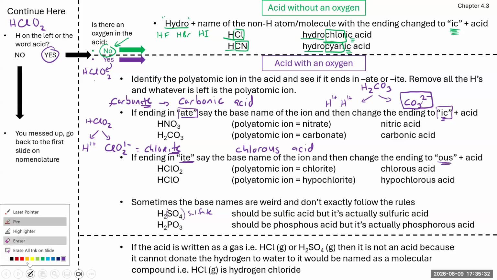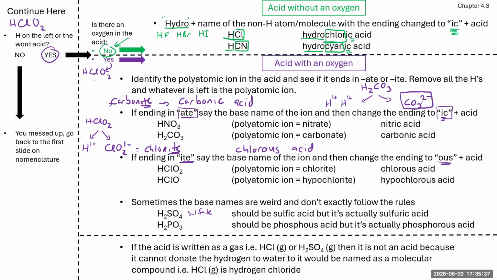So I'm not going to put the parentheses around it. That's sometimes confusing. So let me just box it so you can see what I'm talking about. Sulfate should be sulfic acid, but it's actually sulfuric acid. PO3 should be phosphite, so it should be phosphitic acid, but it's actually phosphorous acid. There's a few that the names are slightly different than the rules, but they're very, very close, right?